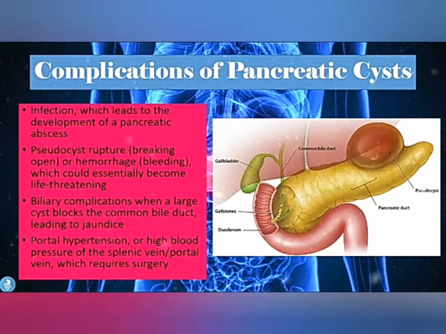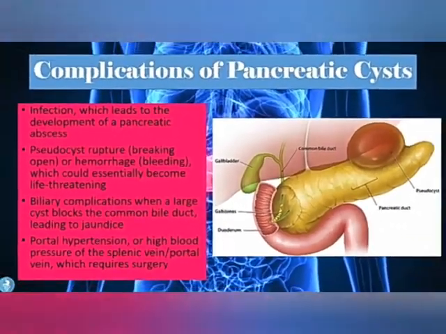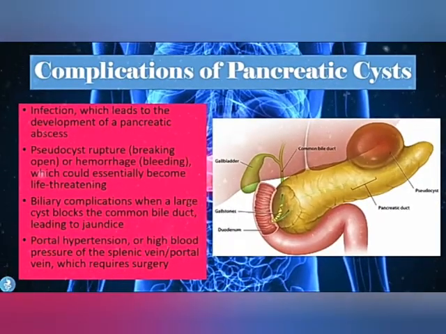We can also have the rupturing of that pseudocyst, which means it breaks open, or a hemorrhage, bleeding, which could also become life-threatening. We can also have biliary complications. When a large cyst blocks the common bile duct, it will lead to jaundice. The bile usually drains into the duodenum in a ductal system closely related to the pancreatic ducts draining into the duodenum. So when we have a cyst formed somewhere around here, it will prevent the gallbladder from releasing the bile into the duodenum. The gallbladder will then extend and become enlarged.